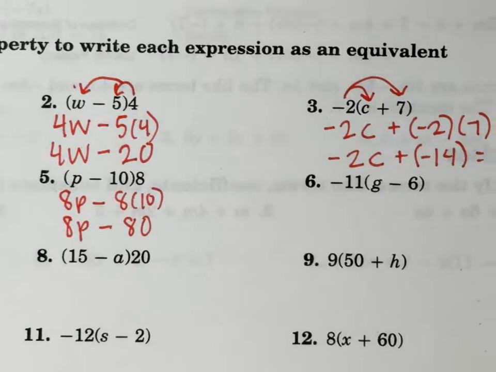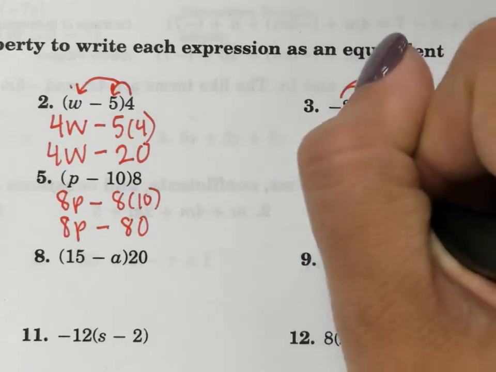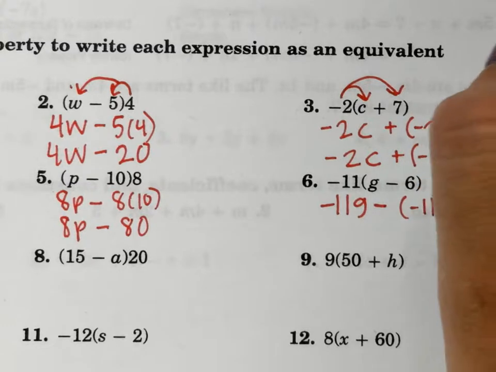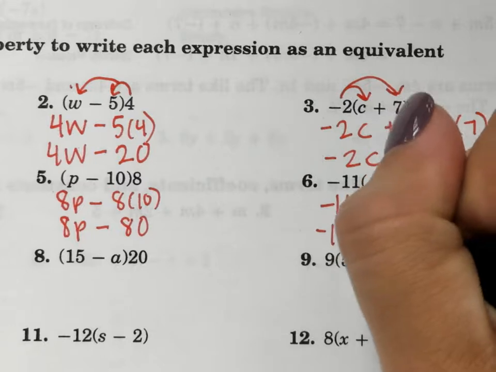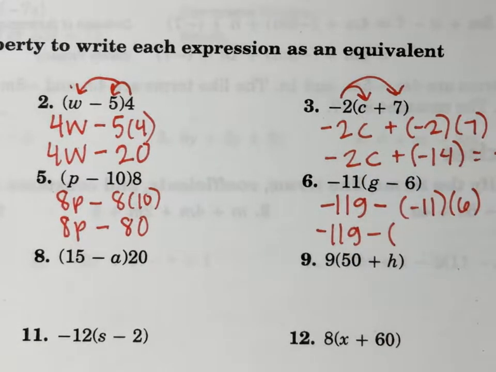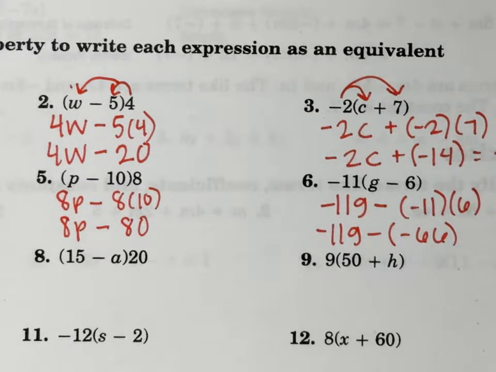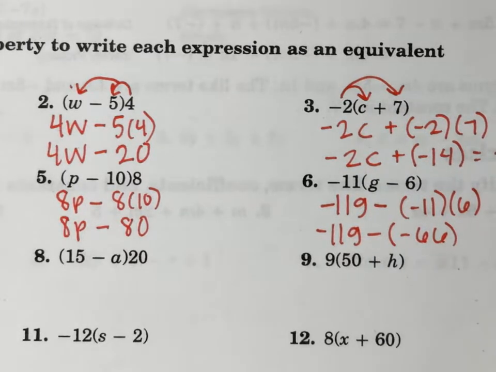Number 6. Negative 11. Remember, we're distributing the whole entire term of negative 11. So I get negative 11g minus negative 11 times 6. When I simplify, I get negative 11g minus, what's negative 11 times 6? Negative 66. Good. What do two negatives beside each other make? A positive. So that means I can write it as negative 11g plus 66.